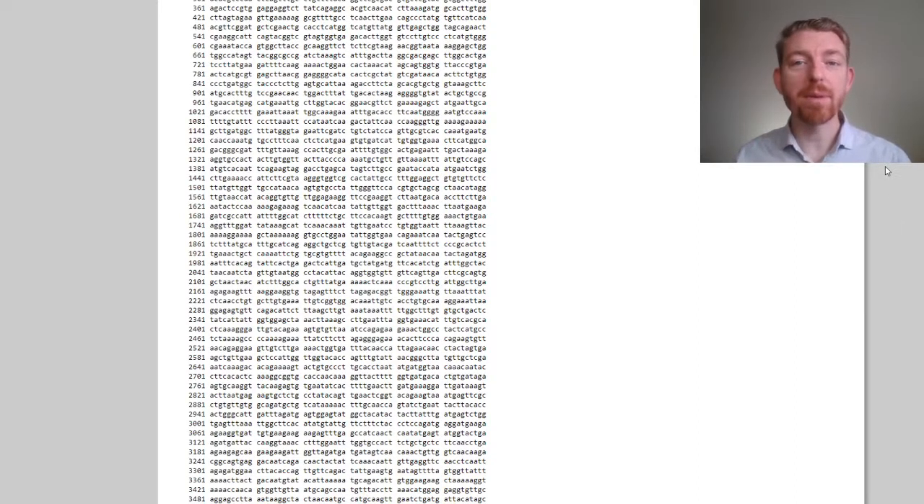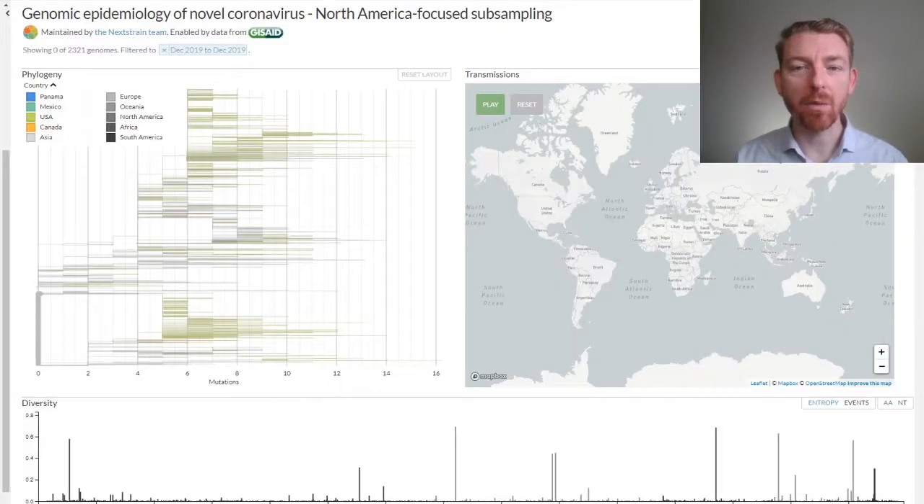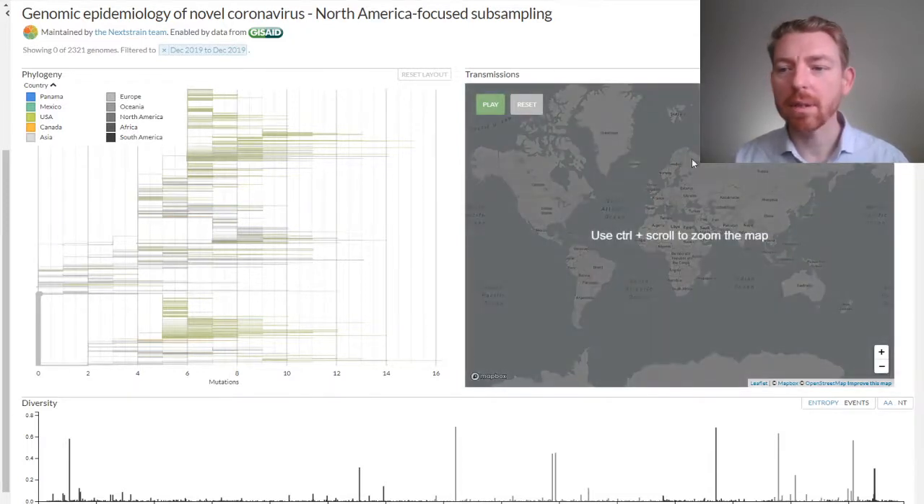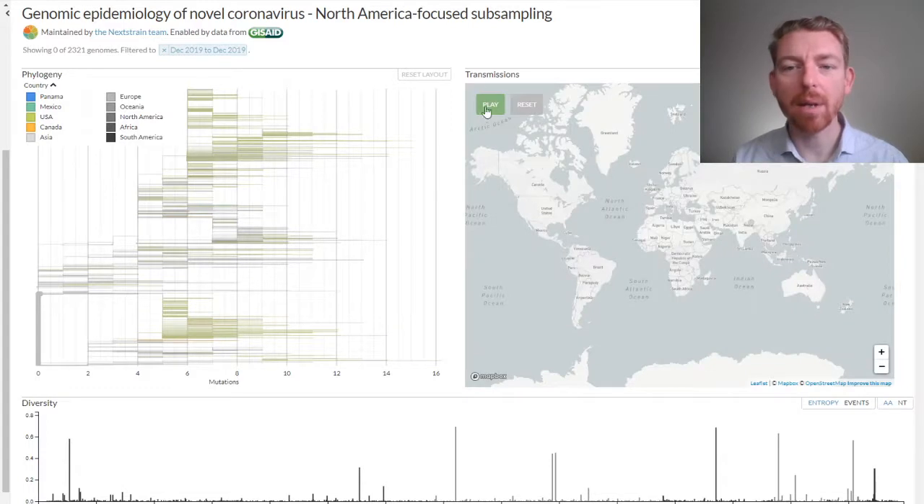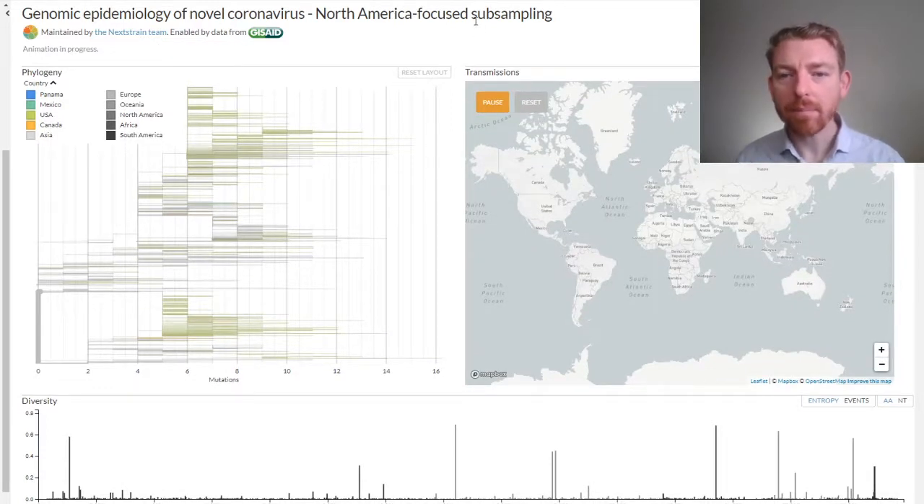However, this virus has mutated many times, even in the few months that it's been circulating. There's a great resource for that, where we're looking at the genomic epidemiology of the coronavirus. And we can actually watch this virus as it leaves China and starts to mutate into Europe and around the world.